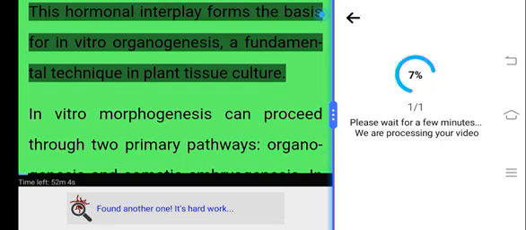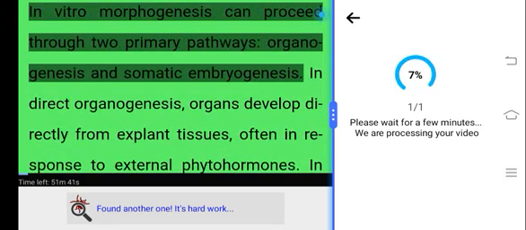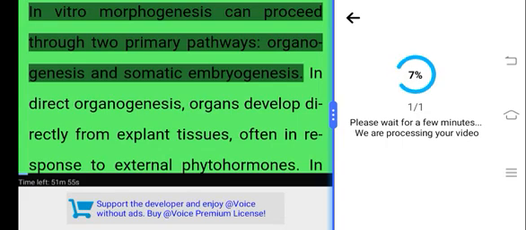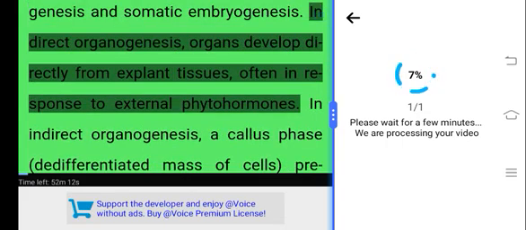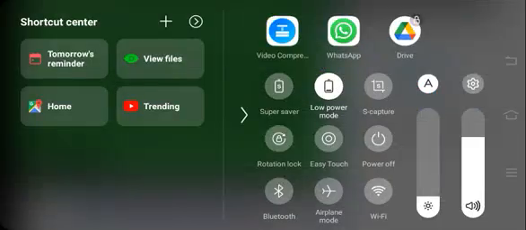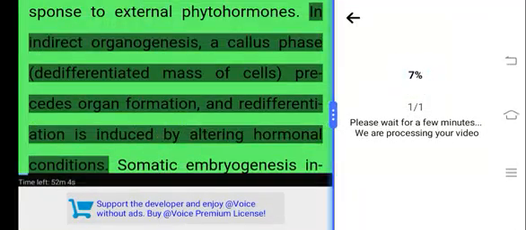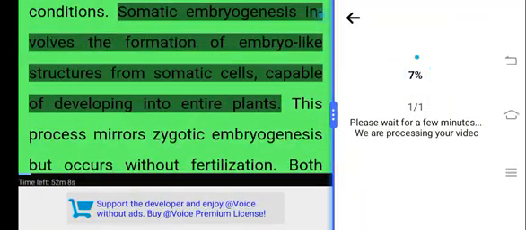This hormonal interplay forms the basis for in vitro organogenesis, a fundamental technique in plant tissue culture. In vitro morphogenesis can proceed through two primary pathways, organogenesis and somatic embryogenesis. In direct organogenesis, organs develop directly from explant tissues, often in response to external phytohormones. In indirect organogenesis, a callus phase, a differentiated mass of cells, precedes organ formation, and redifferentiation is induced by altering hormonal conditions. Somatic embryogenesis involves the formation of embryo-like structures from somatic cells, capable of developing into entire plants. This process mirrors zygotic embryogenesis but occurs without fertilization.